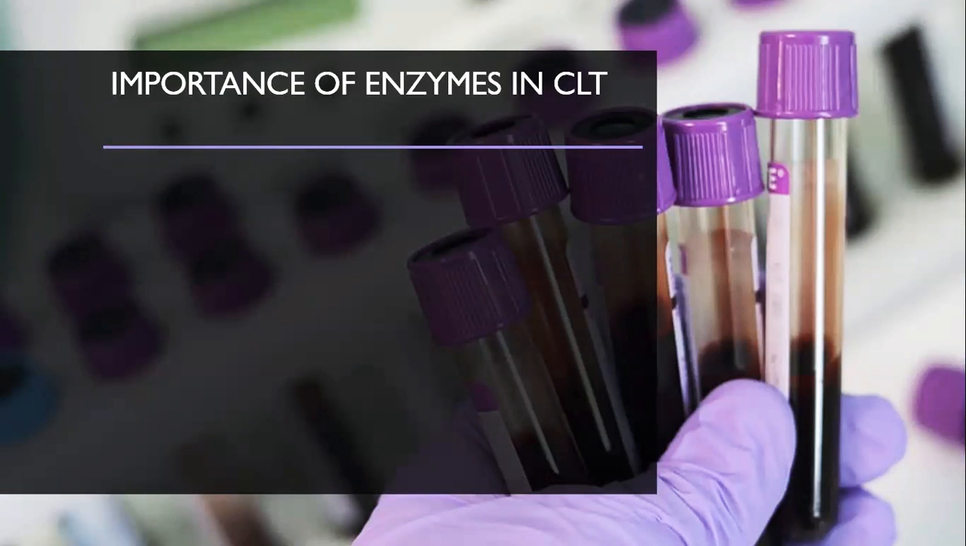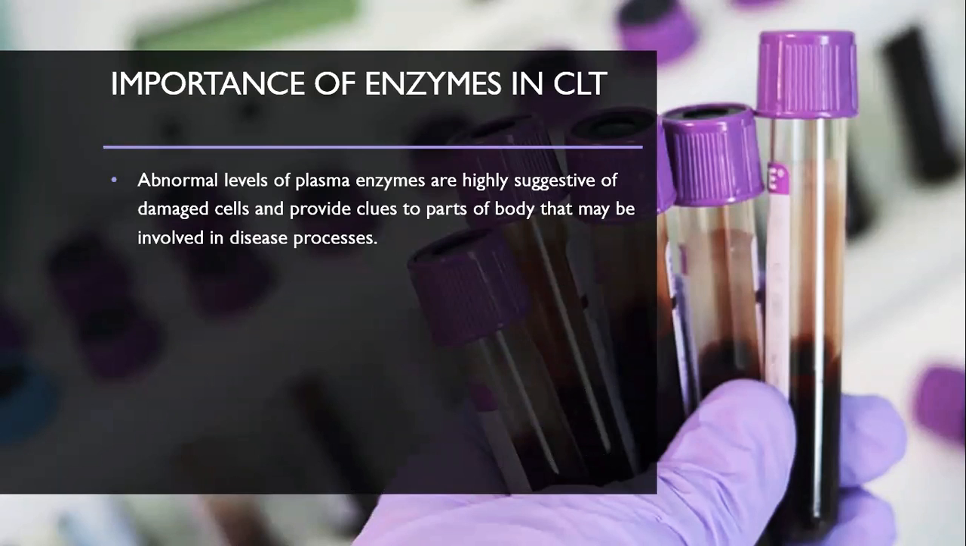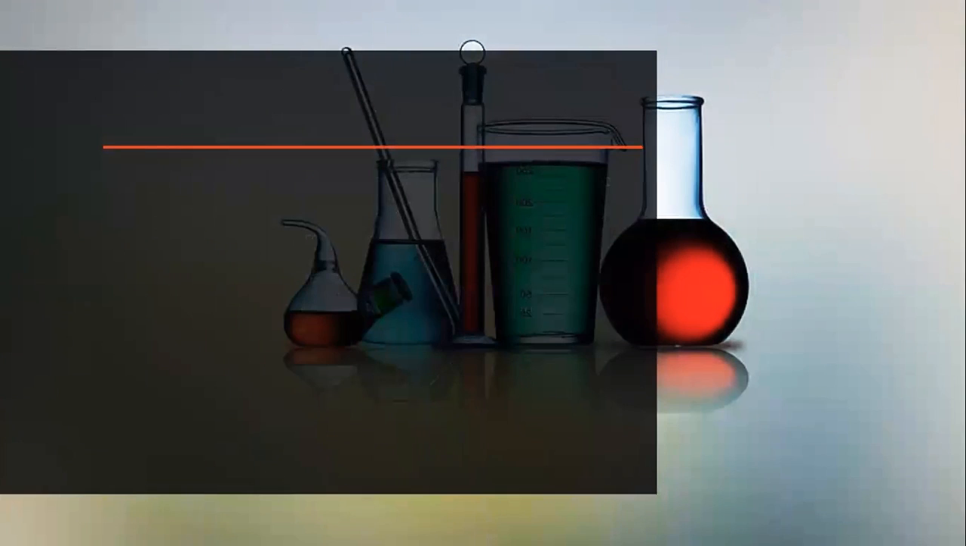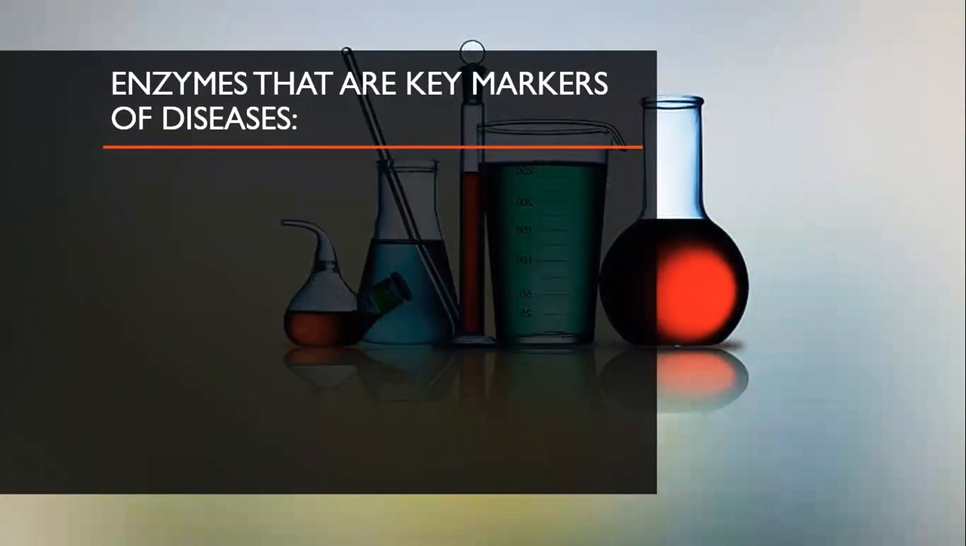Importance of enzymes in clinical laboratory test. Abnormal levels of plasma enzymes are highly suggestive of damaged cells and provide clues to parts of the body that may be involved in disease processes. When the levels of enzymes are disturbed, they clearly suggest that the body is having some kind of issue that needs to be addressed immediately. Enzyme levels are measured in the clinical laboratory to identify the site of damage and to quantify the amount of damage.